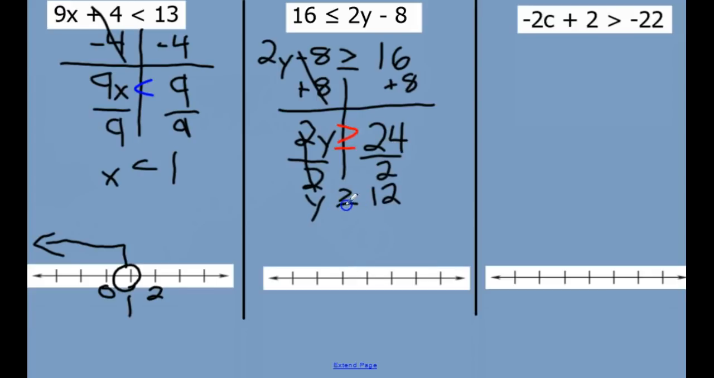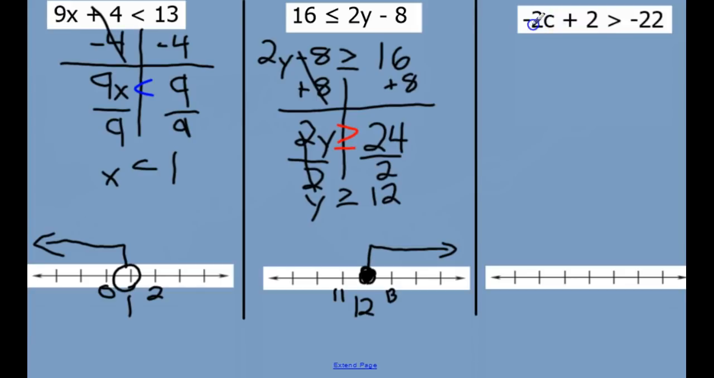Now we have our line underneath this one, so it's an equal to, so we need to draw a closed circle. This becomes 12. 1 greater than 12 is 13, and 1 less than 12 is 11. So we need to draw our arrow now to the right because our symbol is pointing to the right. Solving these inequalities is exactly like solving equations. We're just trying to get this variable by itself all the time.